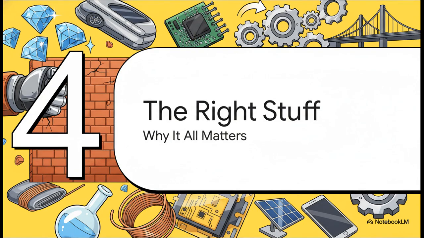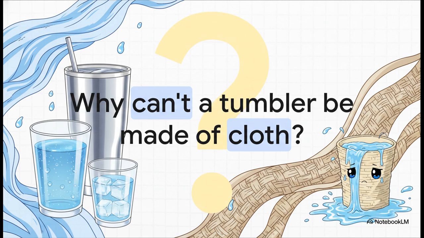So we can sort materials by how shiny they are or how hard they are. But so what? Why does any of this actually matter in the real world? Well, this is where it all comes together. Let's do a quick thought experiment. A tumbler is a cup for holding water, right? We know it can be made of glass, or plastic, or metal, but why not cloth? Just think about it for a second.